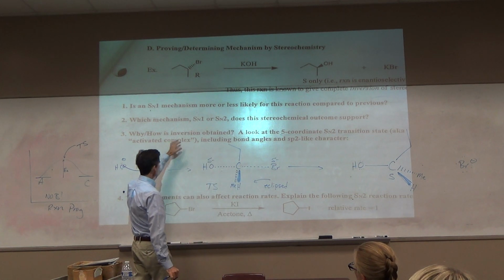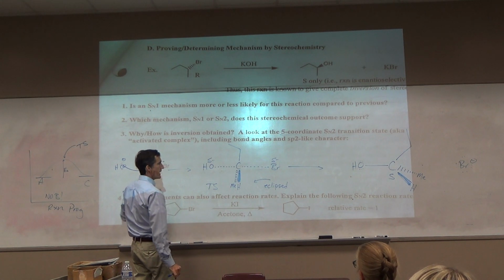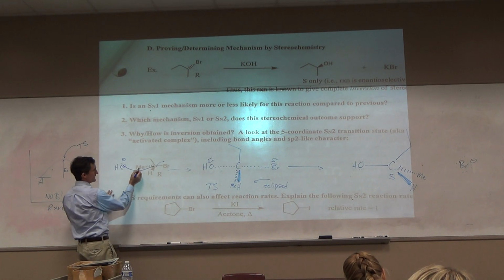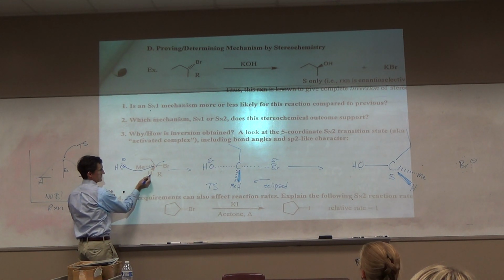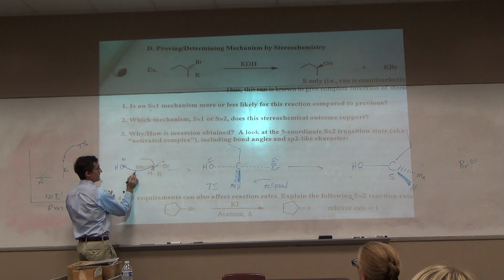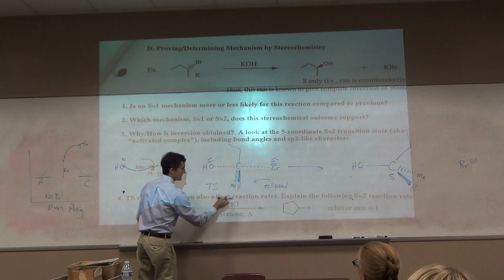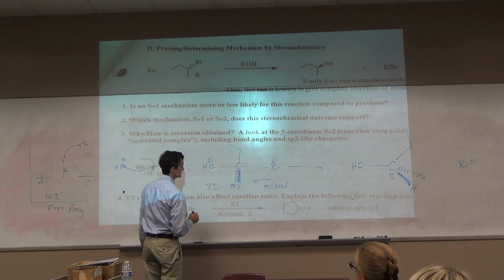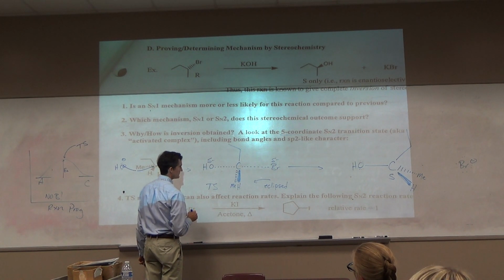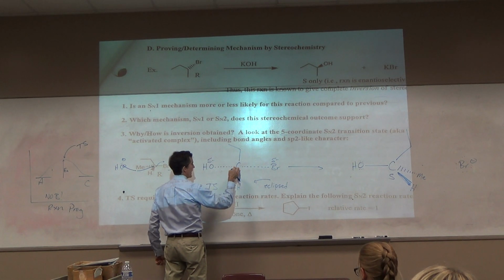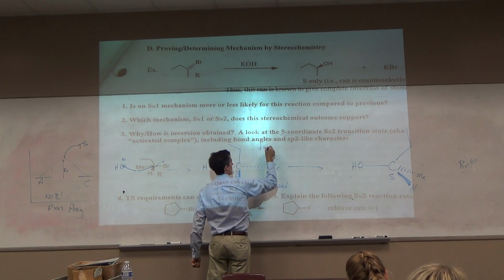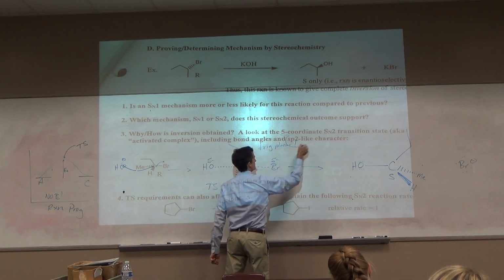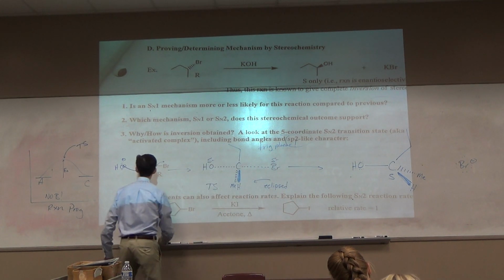Also called activated complex, if you ever heard that term. It has sp2-like character. What's the bond angle between the methyl and the H here? Tetrahedral carbon, 109.5. What's the bond angle between the methyl and H here? I haven't said that yet. It's 120. The carbon here is trigonal planar. Okay? sp2-like, trigonal planar.